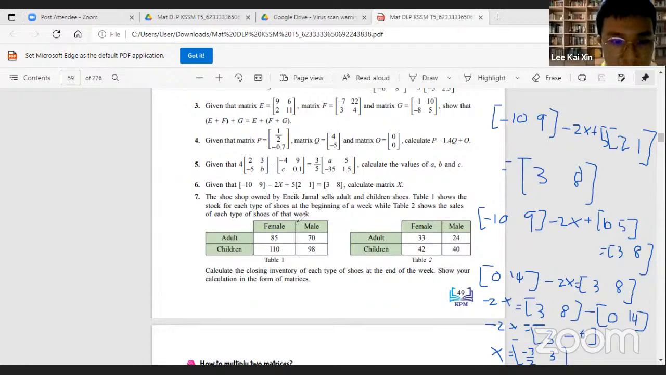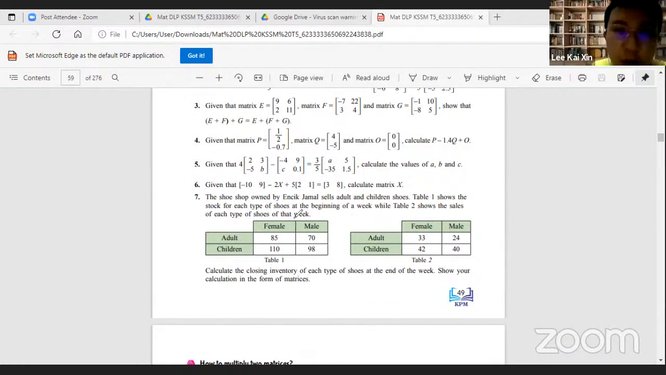So question 7. The shoe shop owned by Encik Jamal sells adult and children's shoes. Table 1 shows the stock for each type of shoe at the beginning of the week, while table 2 shows the sales of each type of shoes of that week. Okay. So table 1 is the stock. Table 2 is the sales.